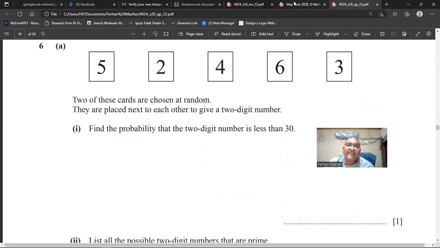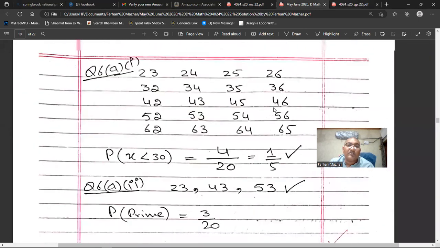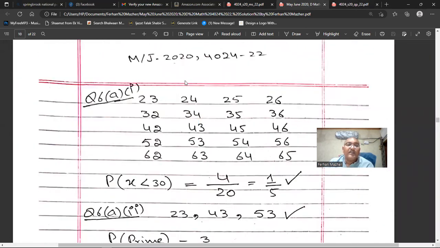First of all, I will write down the sample space, how many numbers are possible. So when you put them together, the possibilities are 23, 24, 25, 26, 32, 34, 35, 36, 42, 43, 45, 46, 52, 53, 54, 56, 62, 63, 64, 65. So basically there are 20 members in this sample space. There are 20 possibilities.